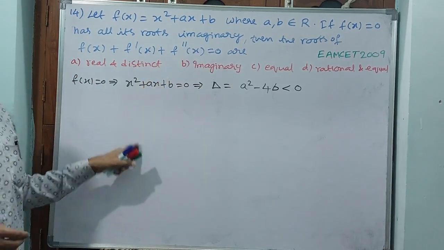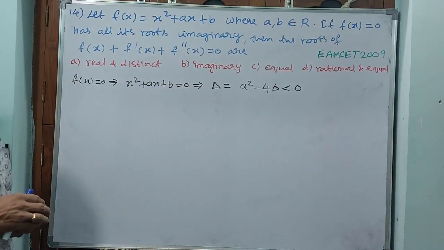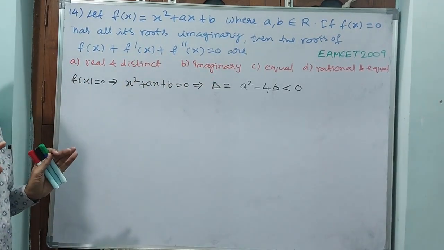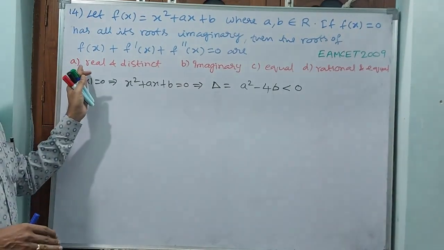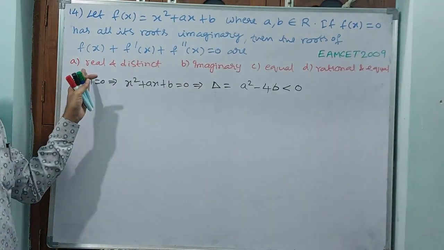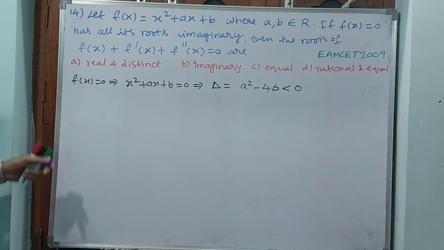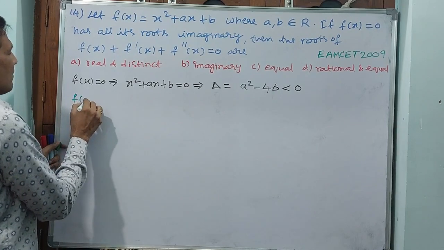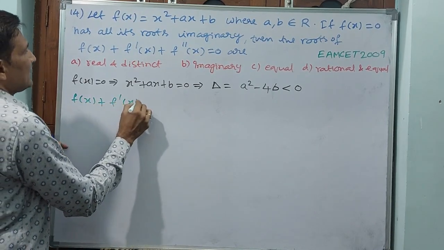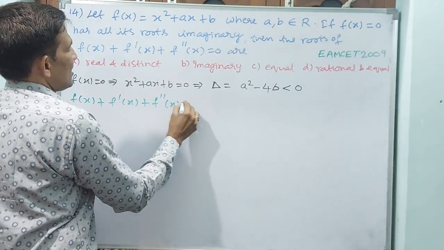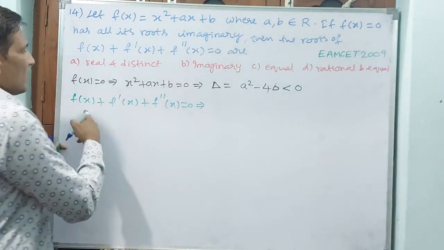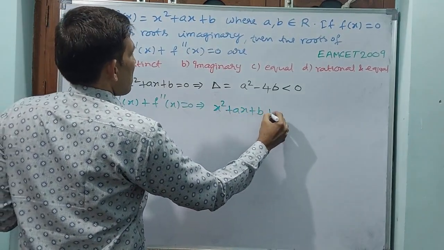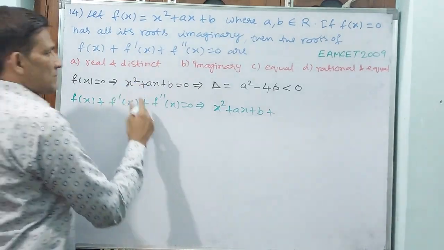This equation also you have to see. For this equation also we will see the discriminant, then we can see whether the roots are real or imaginary. For finding the type of roots you see only the discriminant. Here they are not asking for the exact roots, they are asking what type of roots. Let us go for f of x, f dash x. See what I am writing. F of x plus f dash x plus f double dash x equal to 0. F of x is x square plus ax plus b, plus f dash x, which is 2x plus a.